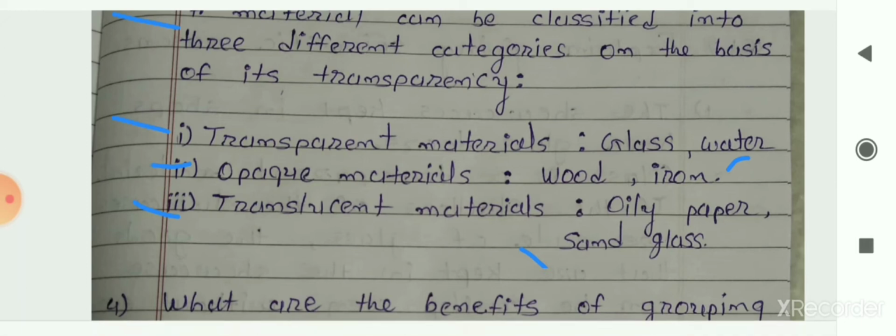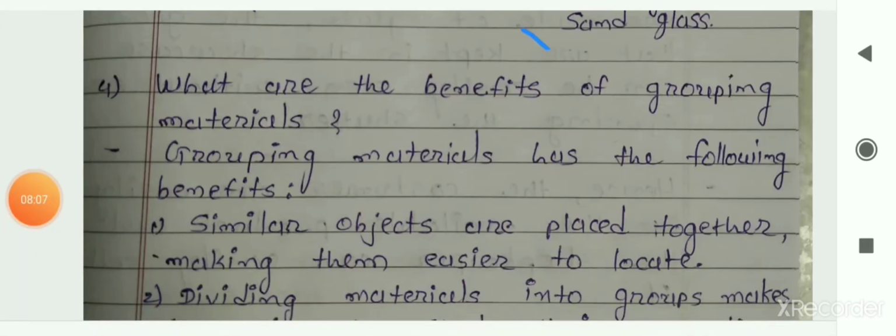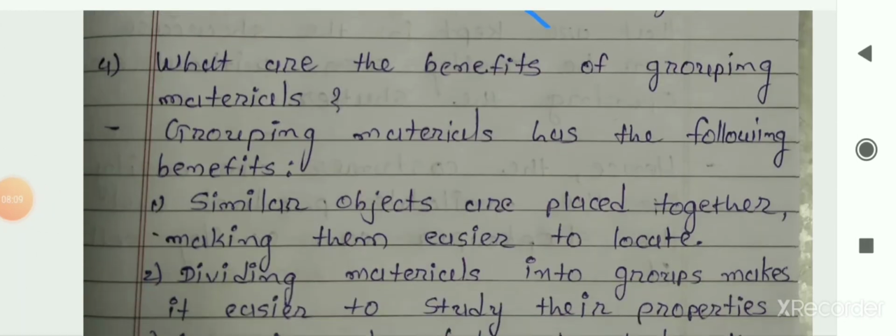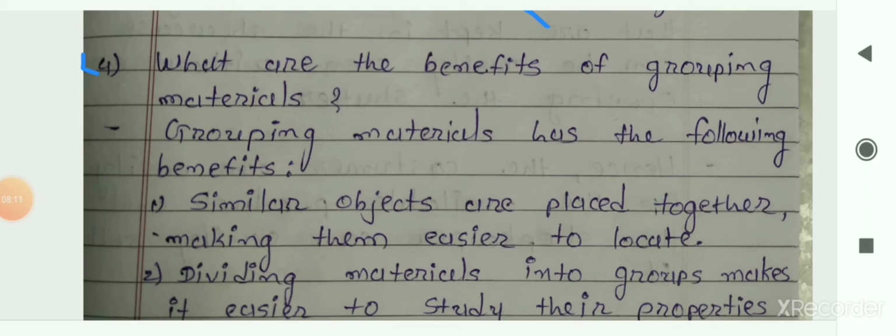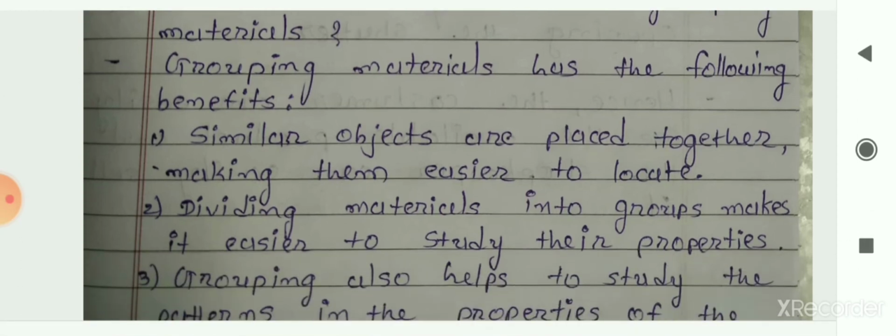Now the next question is number 4. What are the benefits of grouping materials? Why are we grouping or classifying materials? What benefits are we getting from this? So the benefits are given to you. Grouping materials has the following benefits.